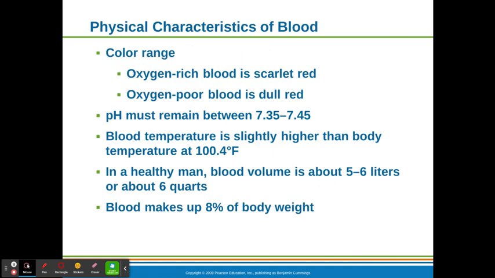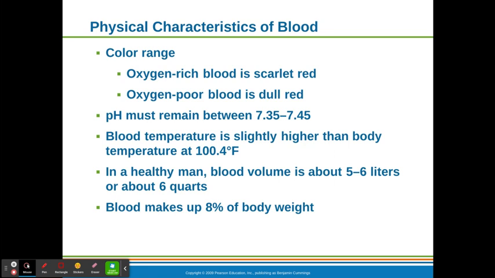Now, in terms of the physical characteristics of blood, your color range should be scarlet red to a dull red. One thing that I find interesting is when blood is deoxygenated and we see these blue veins in our skin, blood is still red, but it's just that our skin gives the bluish green appearance of veins and not the blood itself. So for pH, we need to maintain relatively constantly 7.35 to 7.45. Outside of this, we get into blood acidosis or alkalosis. It's not good. We need to maintain that pH in a pretty tight range.